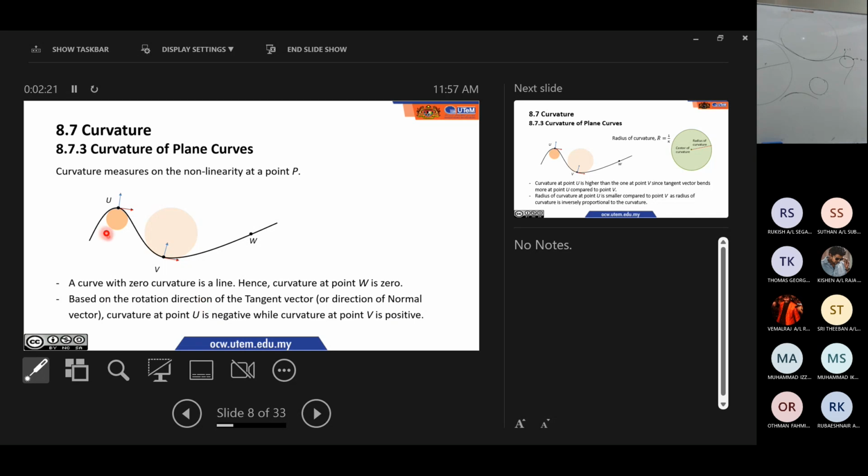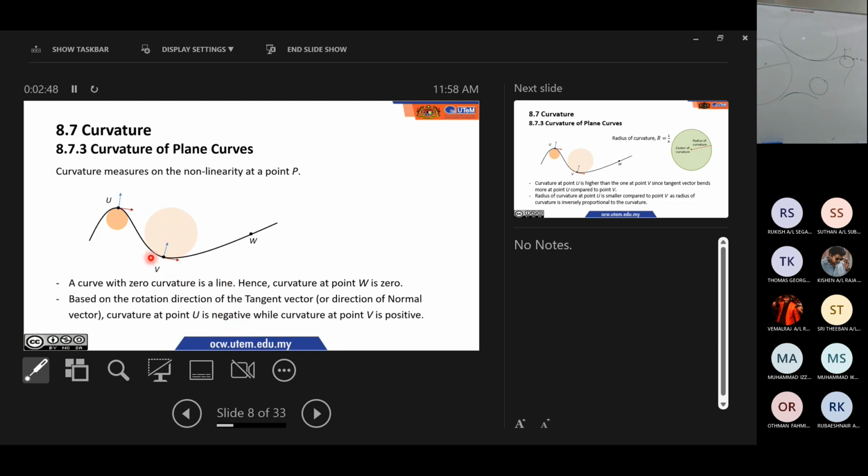Based on the rotation direction, see, this is in clockwise direction. The tangent vector at this point points to this direction. This one points to this. This one points to this. So it points in this clockwise direction. Clockwise direction means the curvature is negative. Based on the rotation direction, curvature at point U is negative.